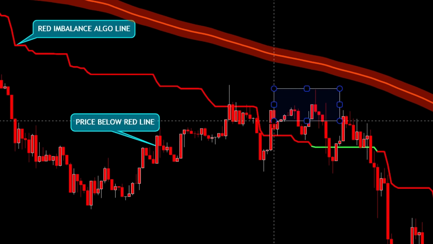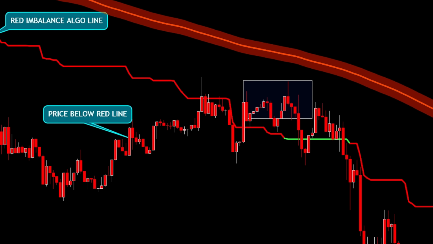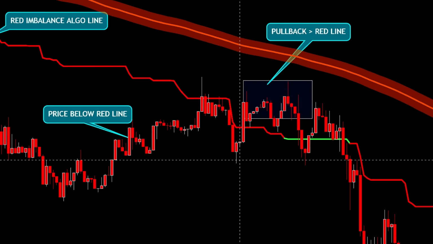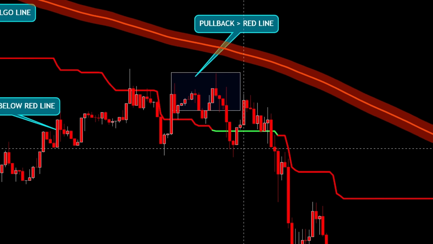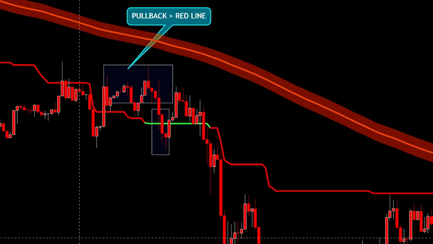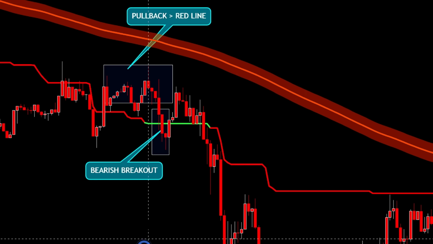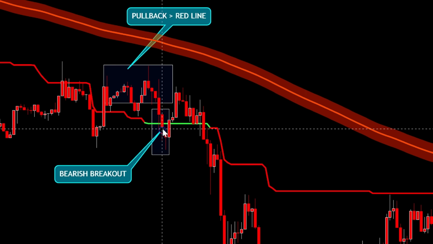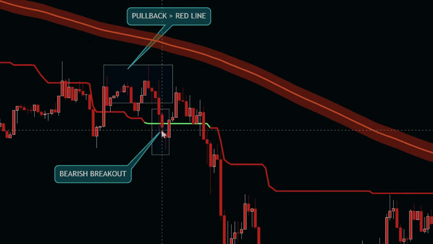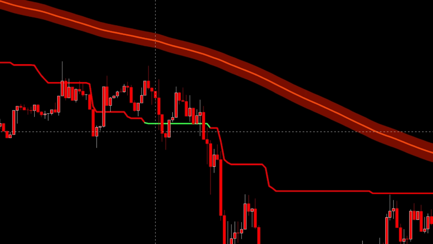Watch carefully. Price begins to cross back above the red algo line, but still stays below the MA ribbon. This is called a valid pullback. Here's the crucial moment. When the price breaks below the Imbalance Algo line again, that's your sell signal. Enter the trade at this point.